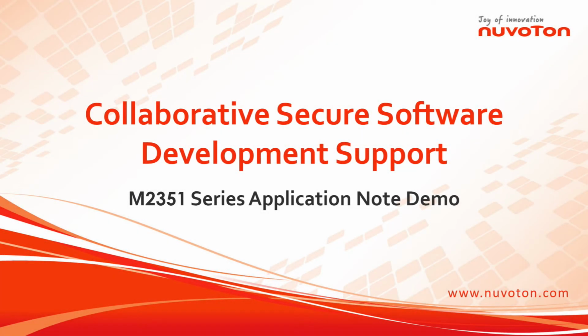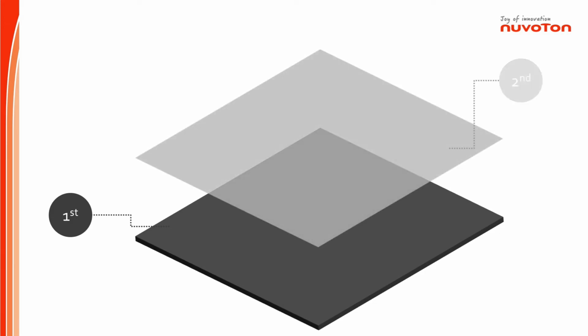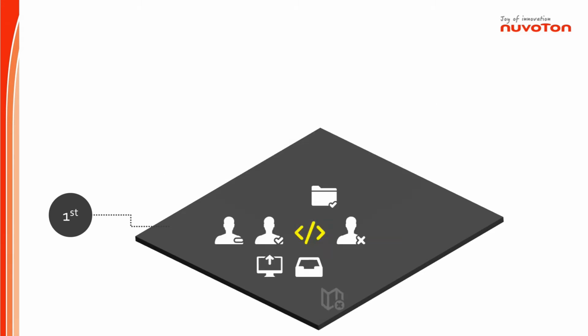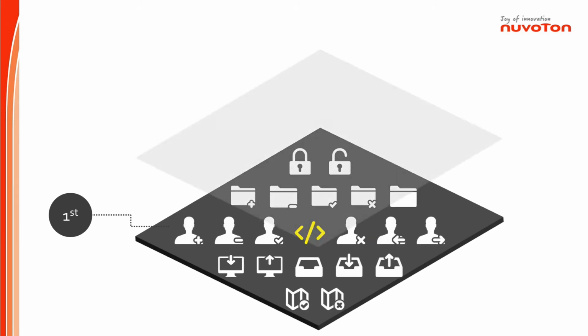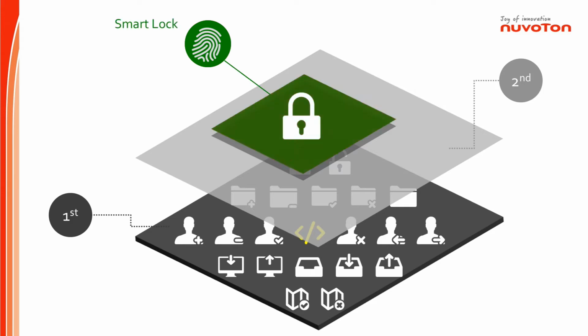Collaborative secure software development support indicates that the secondary developer deploys APIs based on mature products provided by the first developer to expand features and speed up the development of a certain type of product. For example, the first developer provides a fingerprint identification algorithm library, such that the secondary developer can use it for the applications of door lock, car lock, and access control system, and so on.